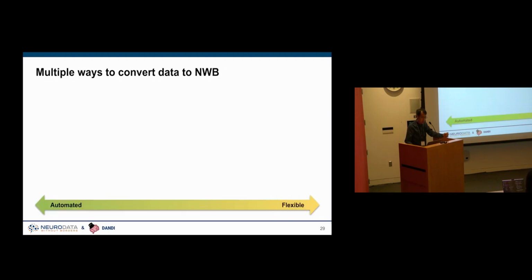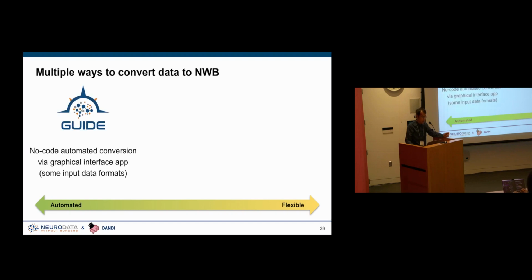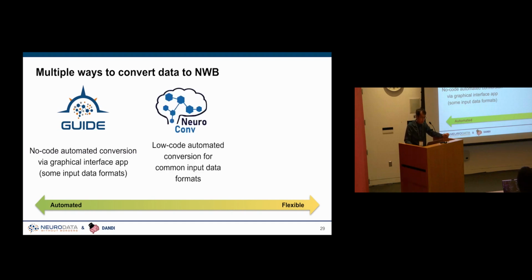Right, so to help with this problem, we present multiple ways of converting your data to NWB, and then uploading to DANDI. You can use NWB Guide. This is our no-code automated conversion app. It presents a graphical user interface, walks you through step by step, and I'll demo that in just a minute. This works for many input data formats, but not all of the ones that are out there.